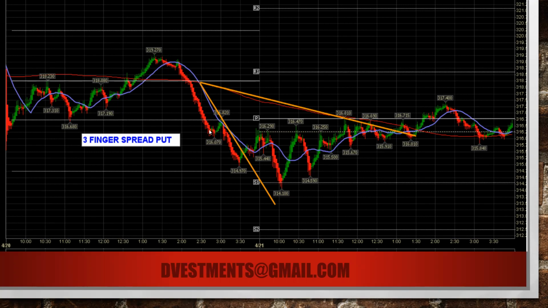came down, went sideways. You got green candles up to the 20. You got a bounce off that 20, red candles, boom, down. Perfect play. Perfect trade to the downside.